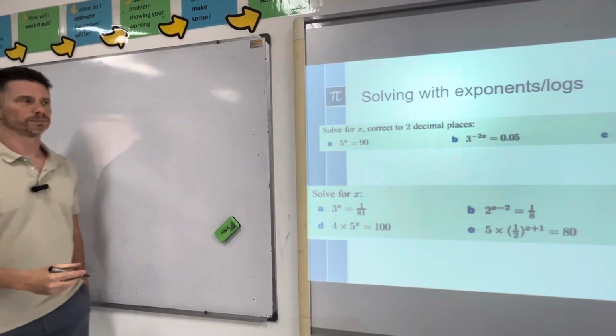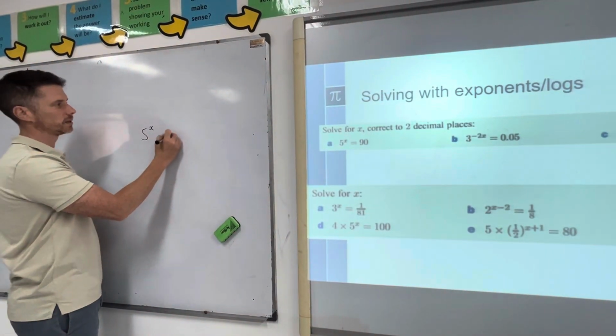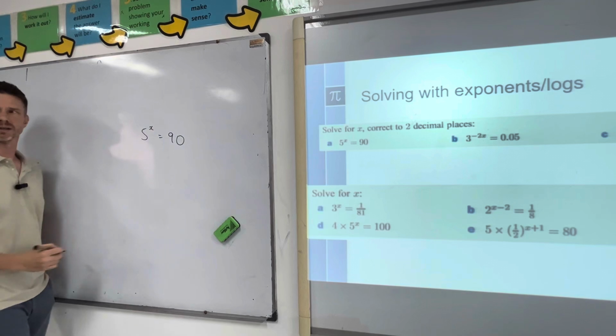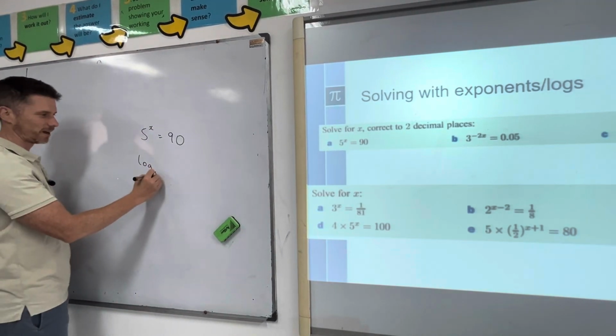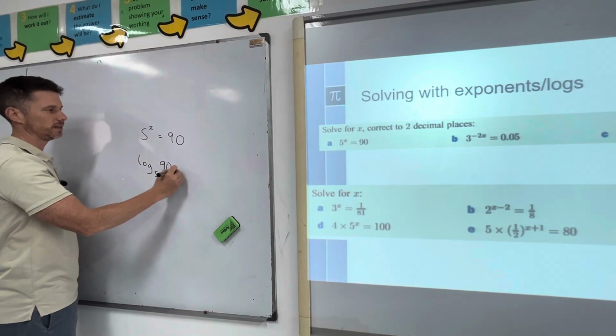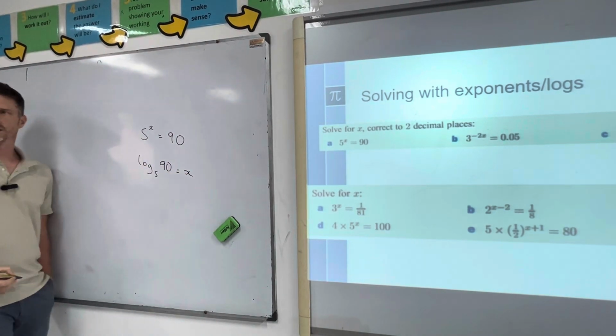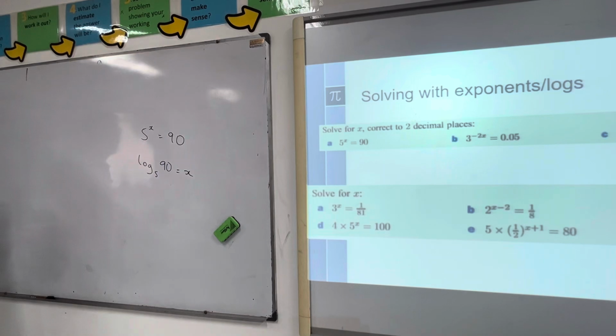Calculator, what can I do? 5 to the power of x. Yes, I will do a log. Log, what's my base? 5. 90 equals x. So if you ever need to solve an exponential equation, I don't know why your laptop's open.